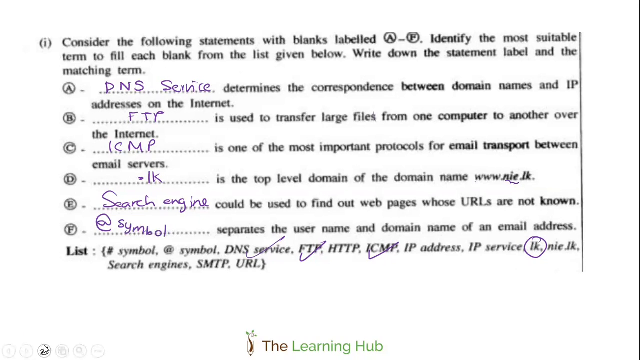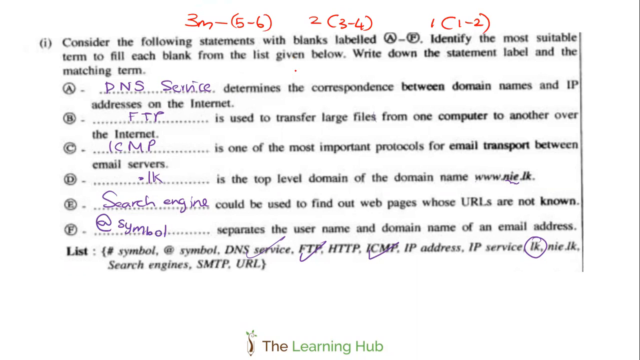So for this question, your answer scheme says this. You will get 3 marks if you answered 5 to 6 questions correctly. You will get 2 marks if you answered 3 to 4 questions correctly. You will get 1 mark if you answer 1 or 2 questions correctly. Okay.